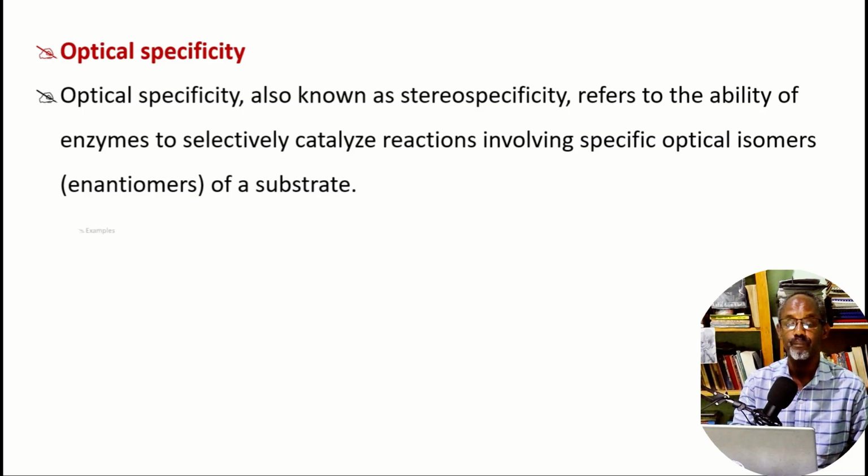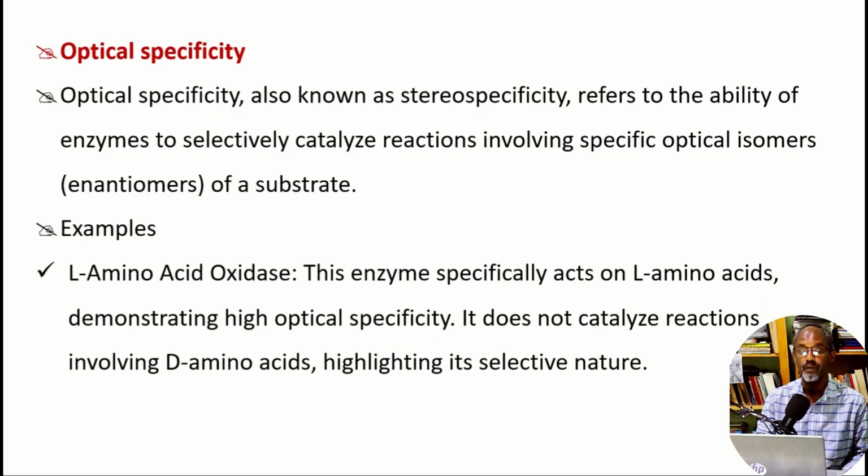For example, you can see L-amino acid oxidase. This is an enzyme which oxidizes amino acids. It oxidizes only the L form of amino acids. This enzyme specifically acts on L amino acids, not on the D amino acids. So we say it is showing optical specificity. They are demonstrating high optical specificity. It doesn't catalyze reactions involving D amino acids, highlighting its selective nature.